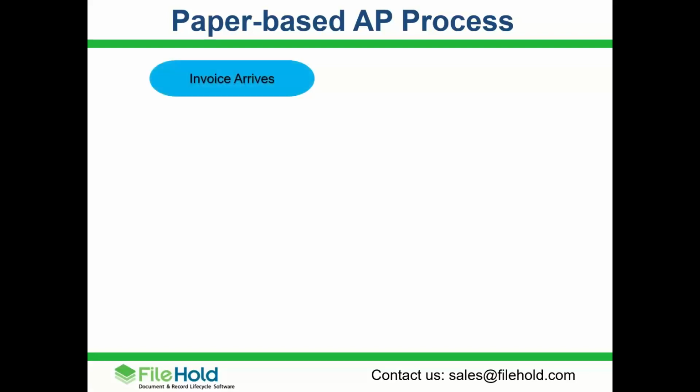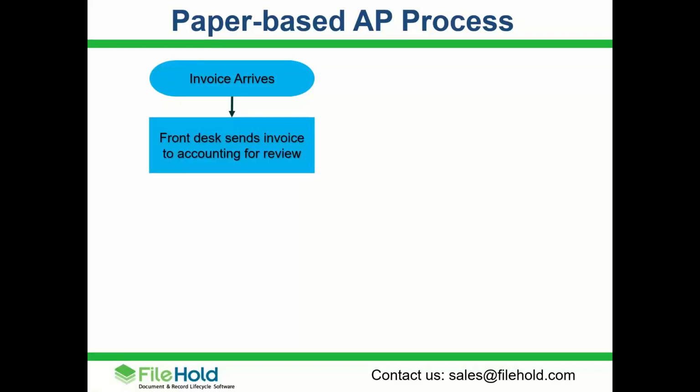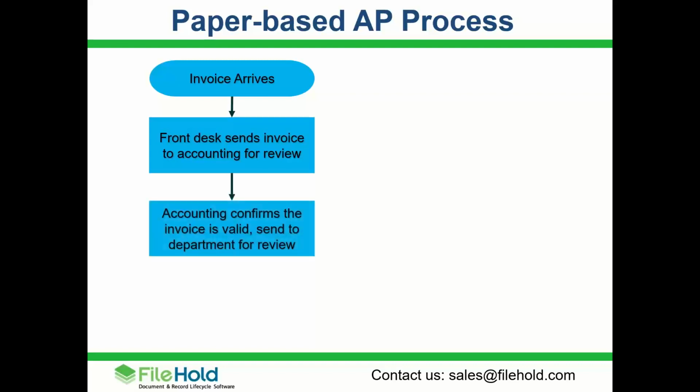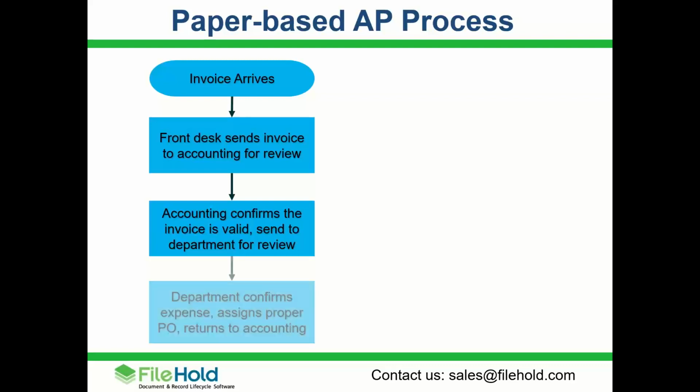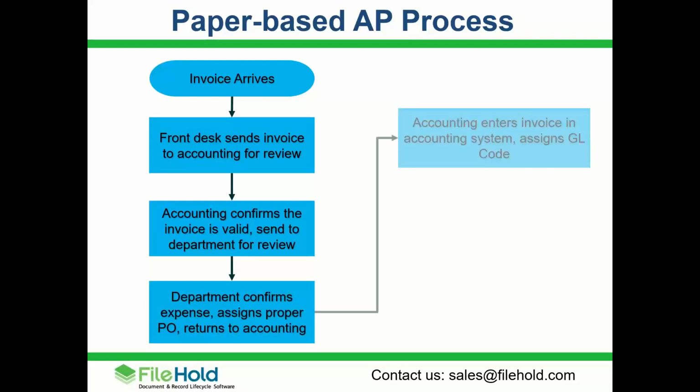So an invoice arrives into the organization, and then it goes to the front desk. They receive it, they process it with whatever means they do, and then they put it into an envelope and send it over to accounting for review. Accounting confirms it's a valid invoice, and then they send it over to the department for review. So again, we're going back into an envelope and off it goes. Maybe one of those big inter-office ones with the red circles and the string that ties between them. It then goes over to the department. They confirm the expense, they assign a proper purchase order number to it, and they return it back to accounting.